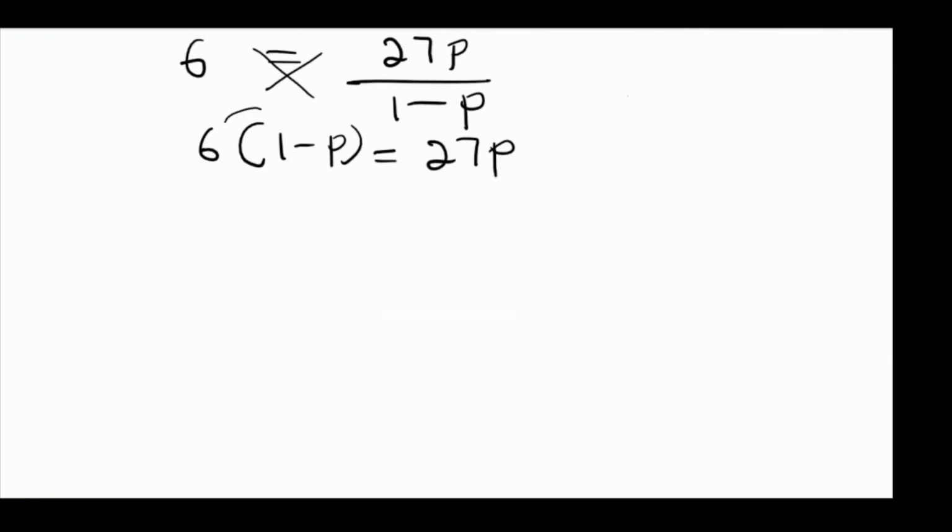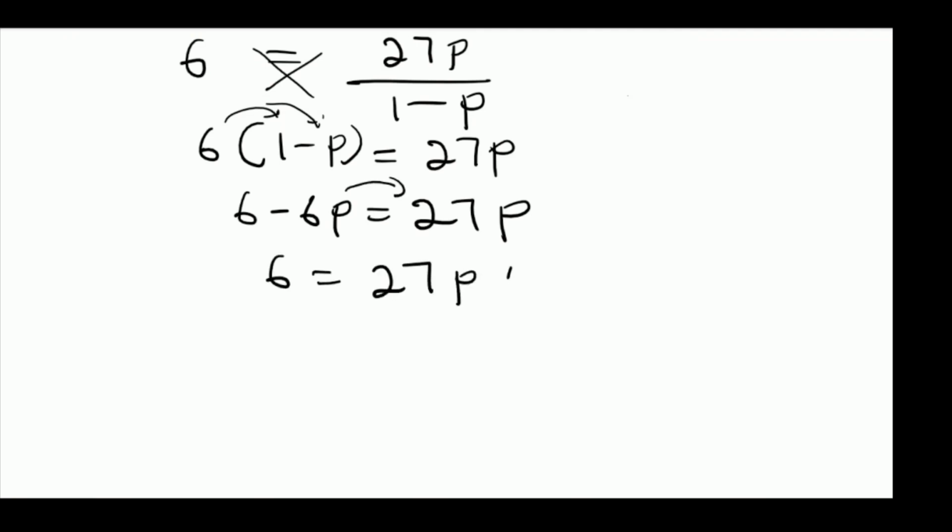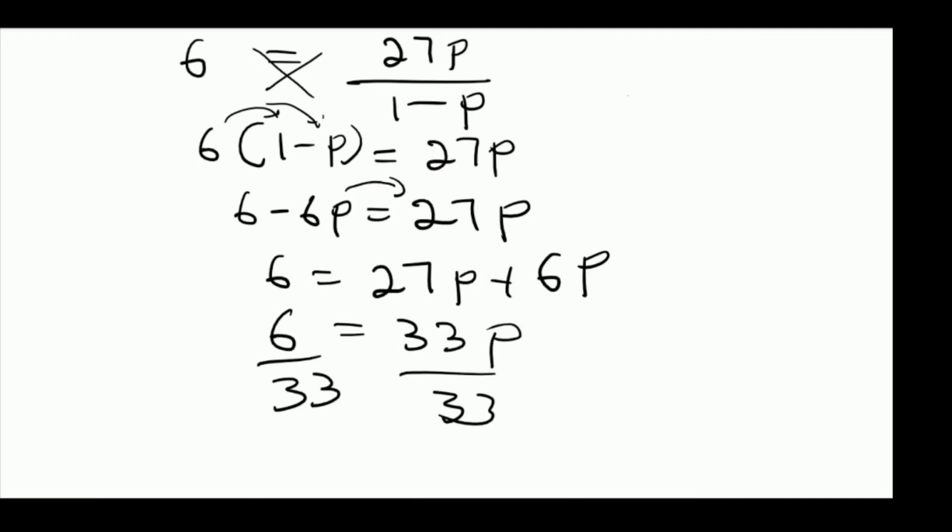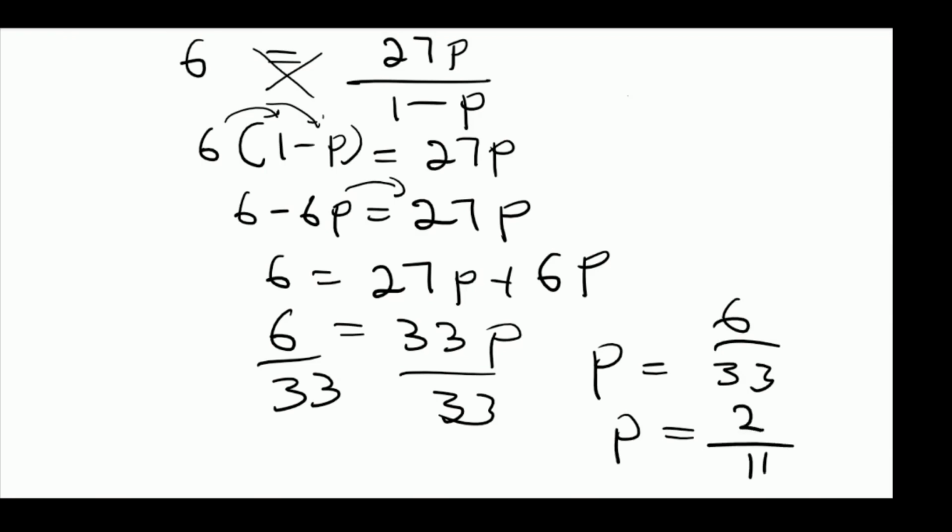We're going to multiply the 6 inside here, so it's going to be 6 minus 6p equals 27p. Transpose the minus 6p to the other side, and you have 6 equals 27p plus 6p. Then 6 is equal to 33p, and then you divide by 33 on both sides, and you have p equals 6 over 33. If you simplify, it's actually 2 over 11. So this is your value of p.